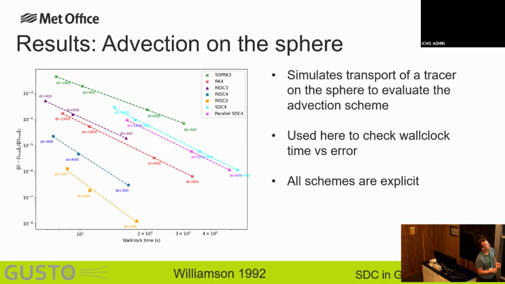SDC4 and the parallelized version, you get some speed up between them. They're essentially using the same Q delta matrices, but they're quite slow and not doing as well as RK4 and SSP RK3. So I need to investigate that more.